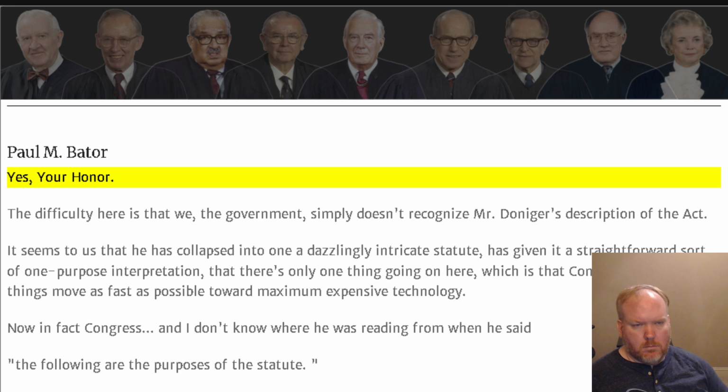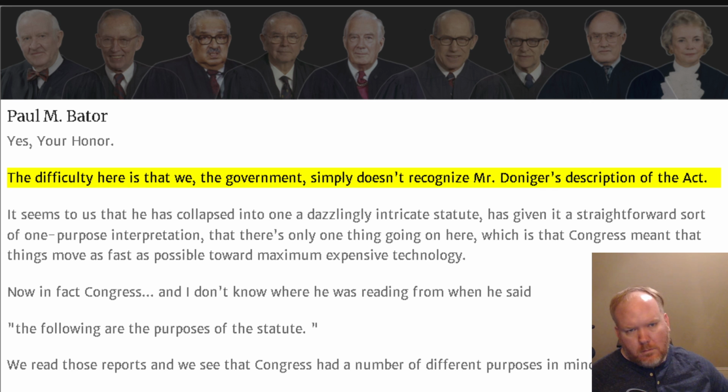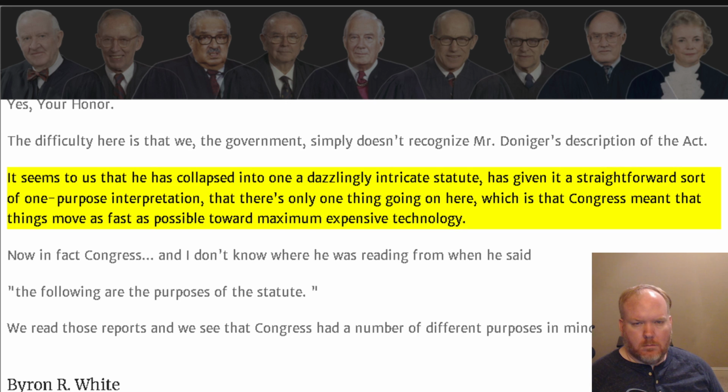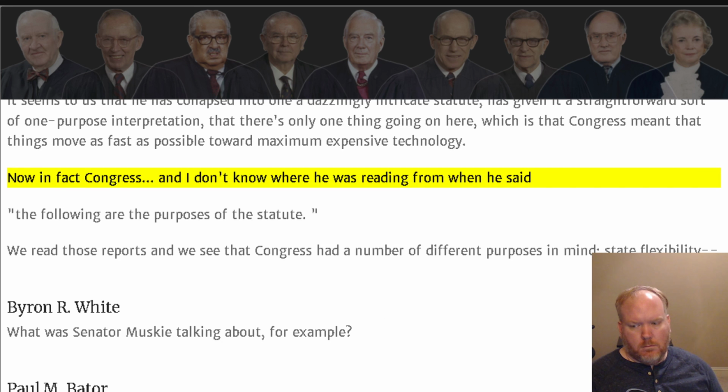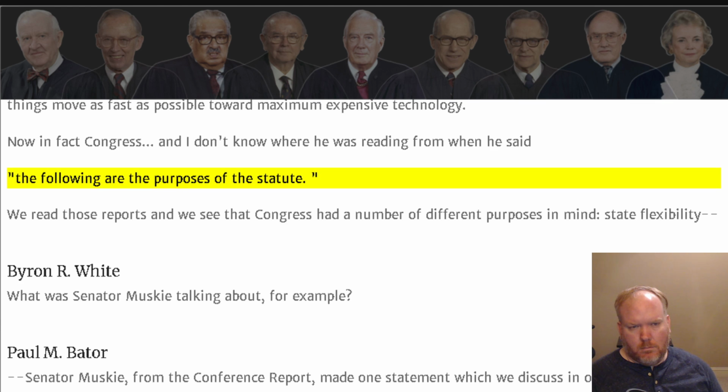Yes, Your Honor. The difficulty here is that the government simply doesn't recognize Mr. Doniger's description of the Act. It seems to us that he has collapsed a dazzlingly intricate statute into a straightforward, one-purpose interpretation, that there's only one thing going on here, which is that Congress meant that things move as fast as possible towards maximum expensive technology. Now, in fact, Congress was, and I don't know where he was reading from when he said the following are the purposes of the statute.